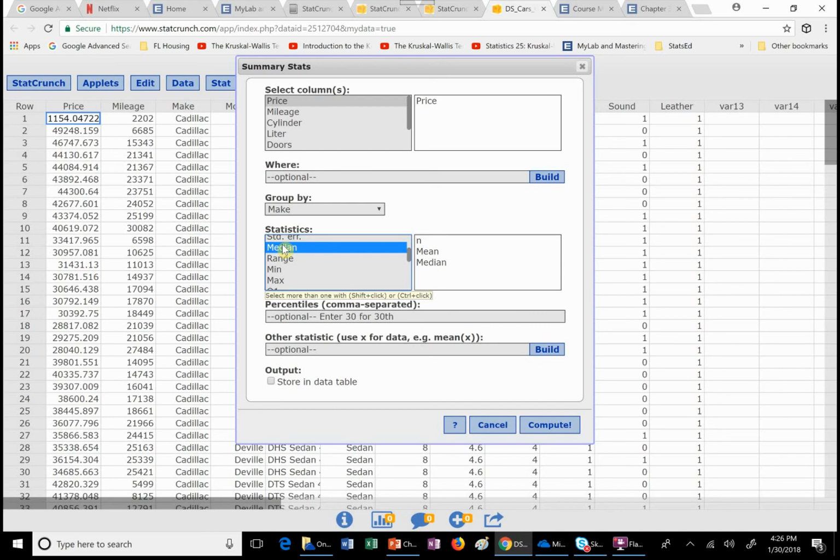How do I choose those three things? What do I have to do? I click on the one, and then what do I do? Control. Hold the control. Good. And then just click the other ones. What's the n? Oh, the n's always a sample size. Okay. So we're going to reserve that for sample size.